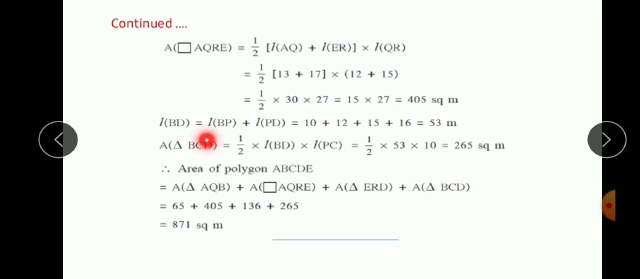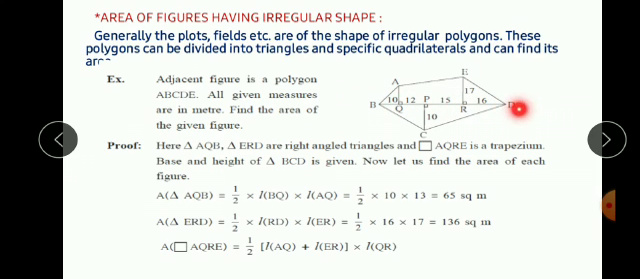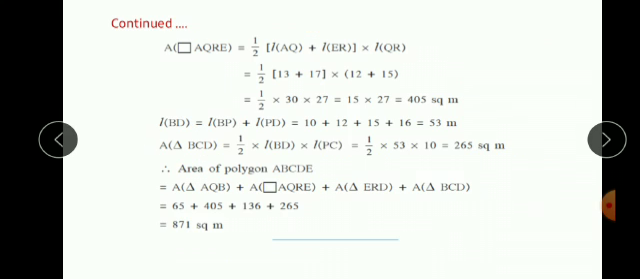Now the length BD is equal to what? The complete length BD is BQ plus QR plus RD. So here we will add everything: BD is 10 plus 12 plus 15 plus 16, which is 53. So the total is 53 meters. Now we will find the area of triangle BCD. The area of triangle BCD is half into base into height. The base is BD and the height is PC. So half into 53 into 10 is equal to 265 square meters.